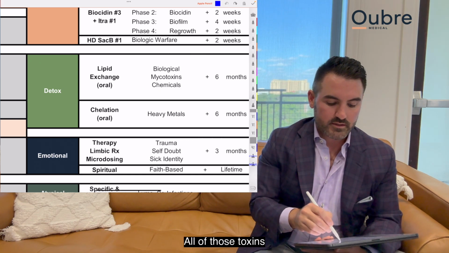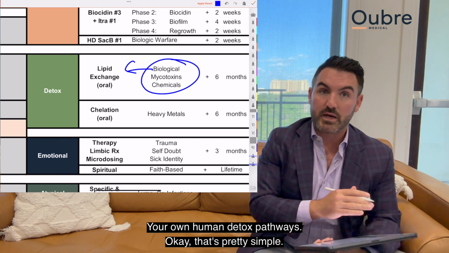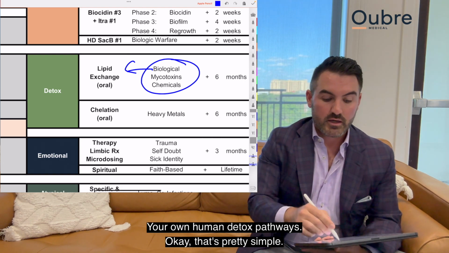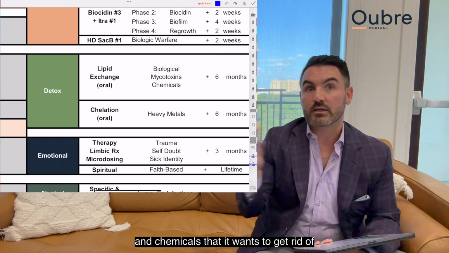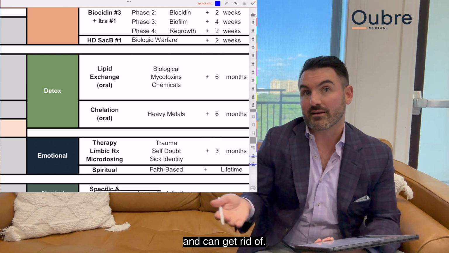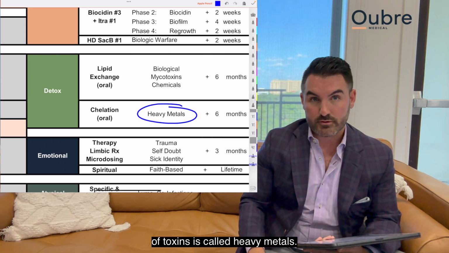All of those toxins and chemicals come out through a process called lipid exchange, your own human detox pathways. Okay? That's pretty simple. As long as you're supporting your detox pathways, your body will decide the toxins and chemicals that it wants to get rid of and can get rid of. But the other major version of toxins is called heavy metals.